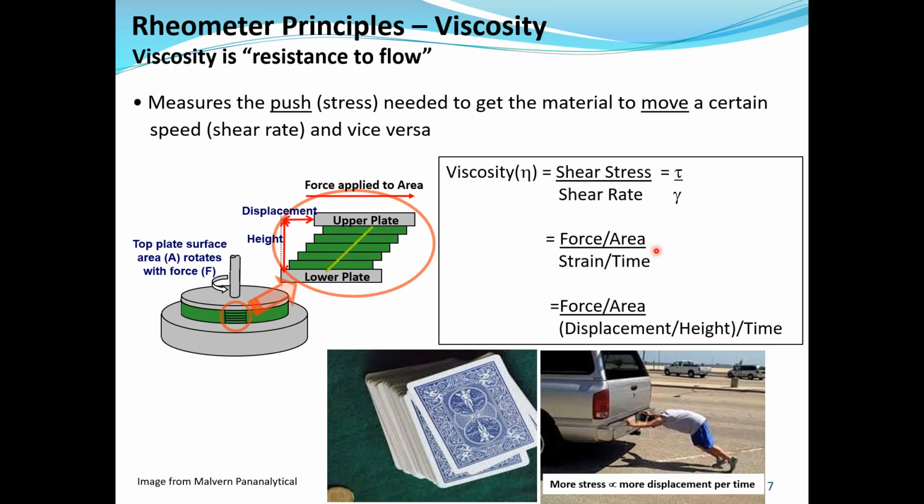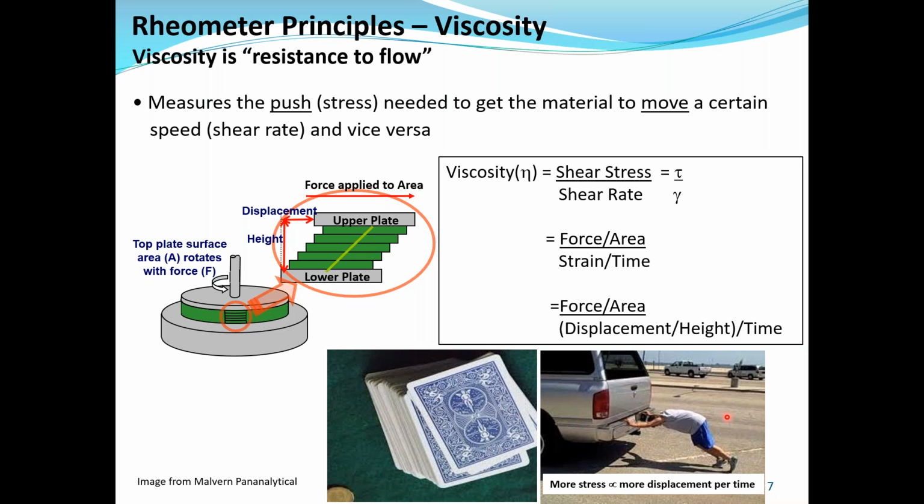So viscosity is basically just the resistance to flow. If we look here in the bottom right-hand corner, we can see this person pushing this truck. He's applying stress, and the more stress he puts on trying to push the truck, the more displacement the truck will move over time. It's very similar with the rheometer. The rheometer measures the push or the stress needed to get the material to move a certain speed, known as shear rate, and vice versa.